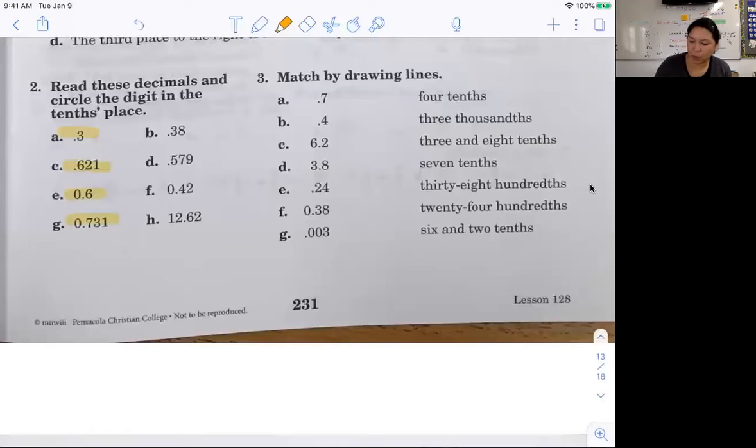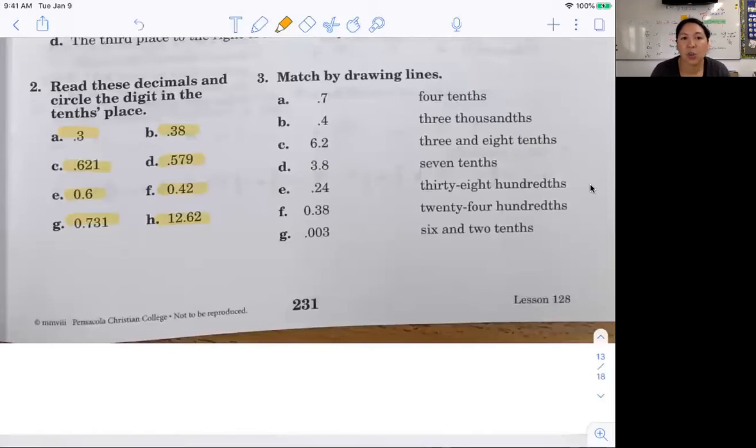Let's try the next row. 38 hundredths. 579 thousandths. 0 and 42 hundredths. 12 and 62 hundredths. Okay, good job repeating, guys.